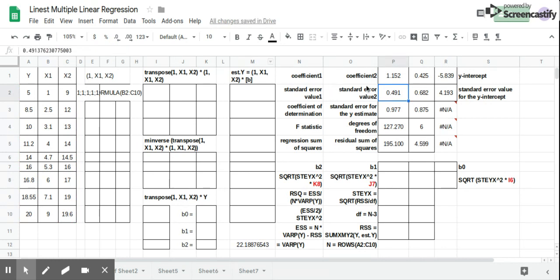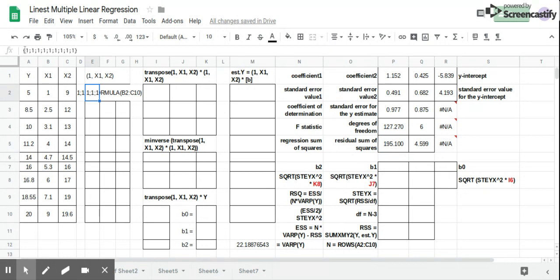We have here the intercept, the slope 1 and slope 2, standard error of intercept, standard error of slope 1, standard error of slope 2, the standard error of estimate, the RSQ or R square, the degrees of freedom, F statistics, residual sum square, and the regression sum of square. We will determine this value using the matrix operation.